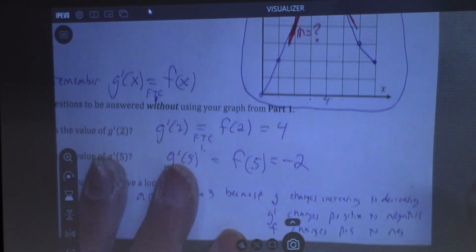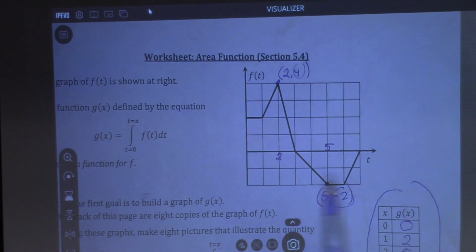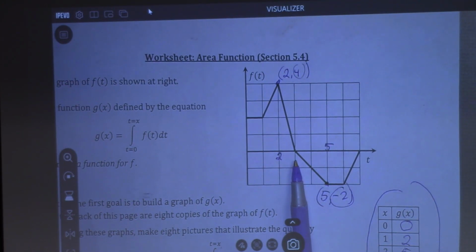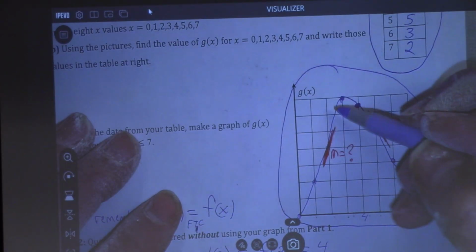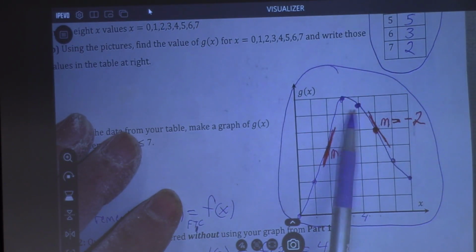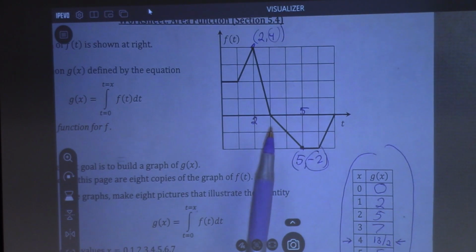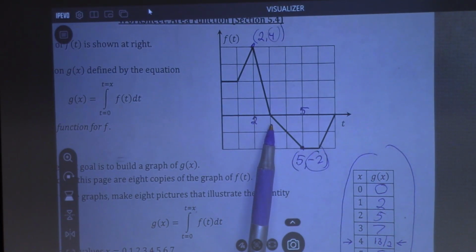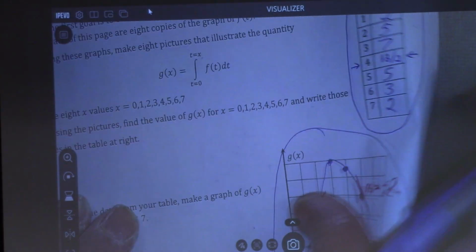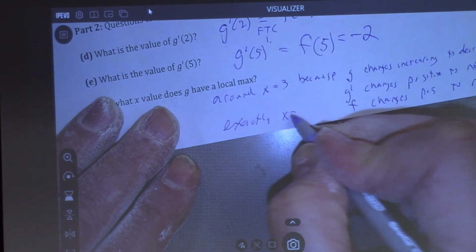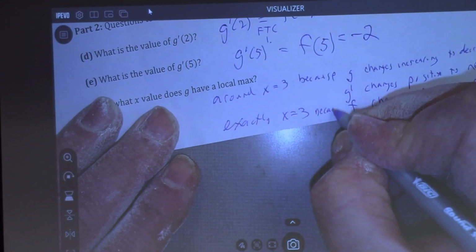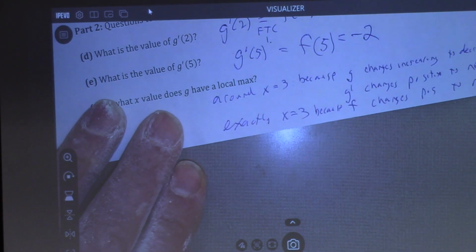Well, let's look at the graph of f. That is very clear. That happens exactly at x equals 3. There's no ambiguity there. I wasn't confident in this graph. Maybe there was some weird stuff going on and the peak is actually over to the left or right. But no, definitely, f changes from positive to negative at x equals 3. So that's where g has its max. So I'm going to say exactly x equals 3 because f changes from positive to negative.